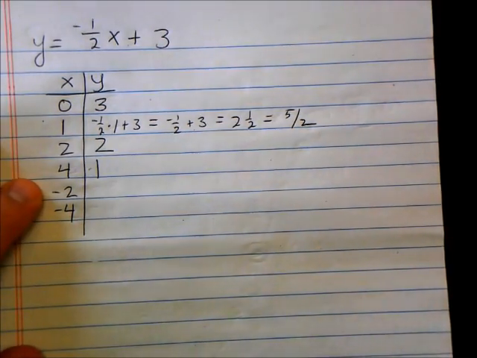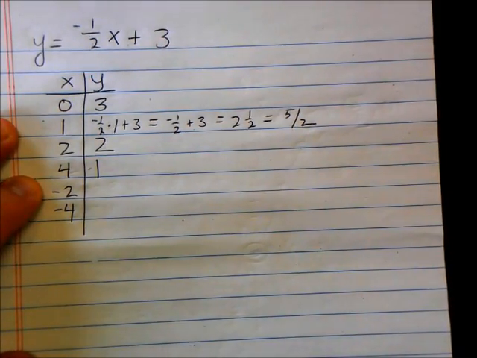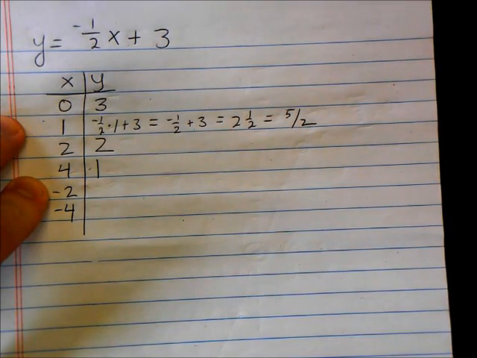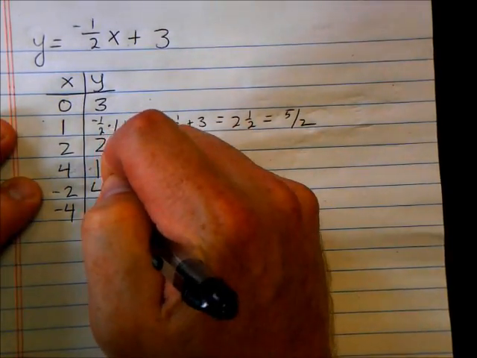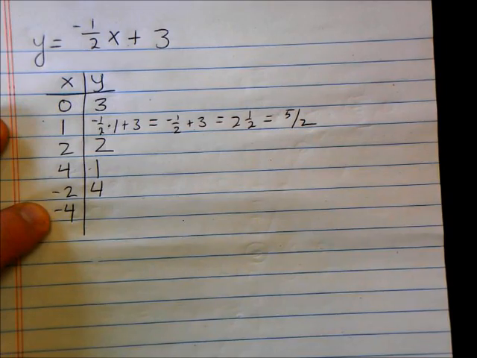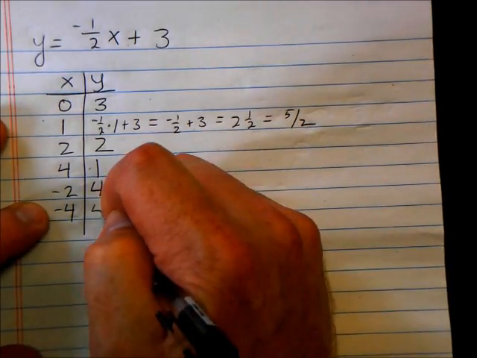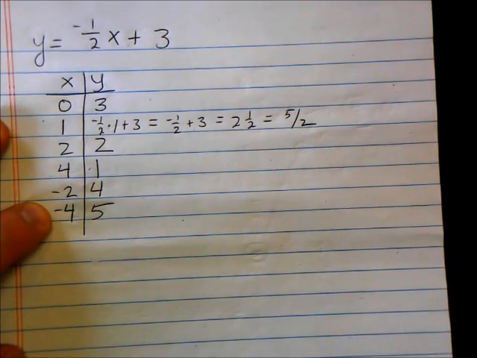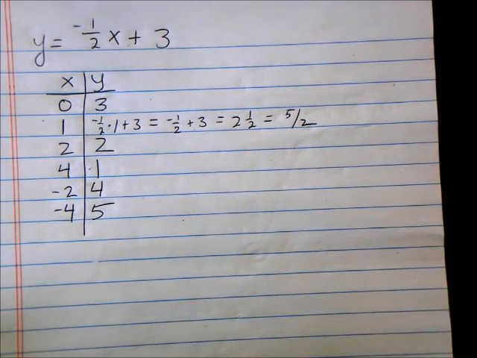All right, I plug in negative 2. Negative 1/2 times negative 2. Positive 1. Because when I multiply two negatives, a negative times a negative gives me a positive, and then 1/2 times 2 gives me a 1. So that's 1 plus 3, that's 4. And negative 4 times negative 1/2? Positive 2. 2 plus 3 is 5. So there's all my points.